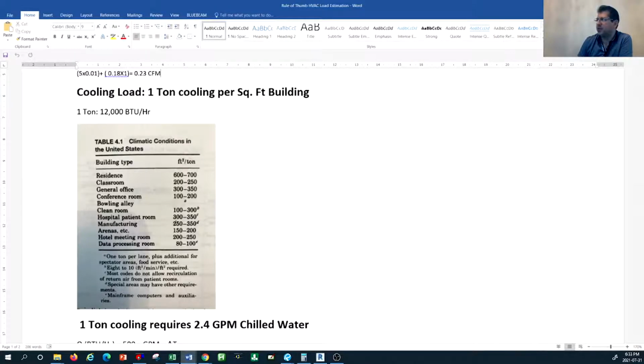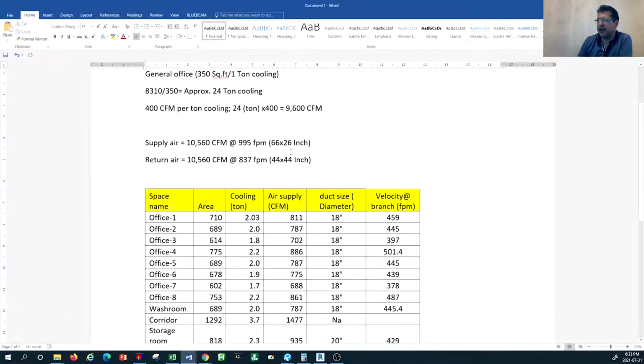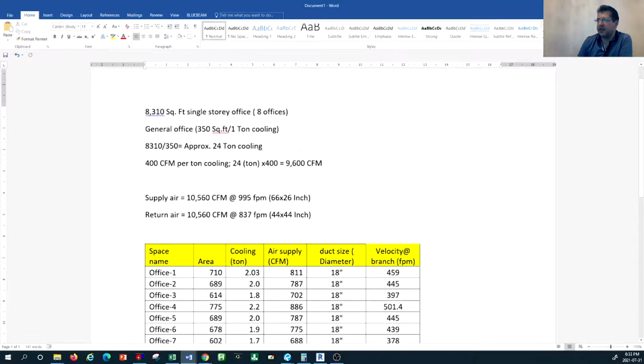So based on that analogy, I have considered that based on this 8,310 square feet, dividing by 350, I might need approximately 24 tons of cooling for this whole building. And as you know, cooling requires more air to be served to the building.